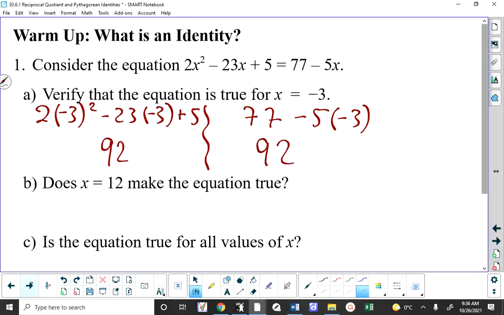Okay, so what we have done is we've basically said that the left side and the right side are equal when x is negative 3. So we have verified that the equation is true when x is negative 3.